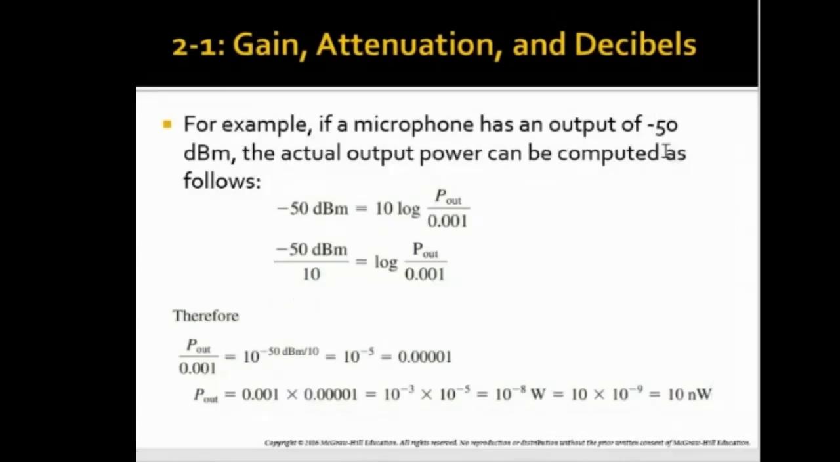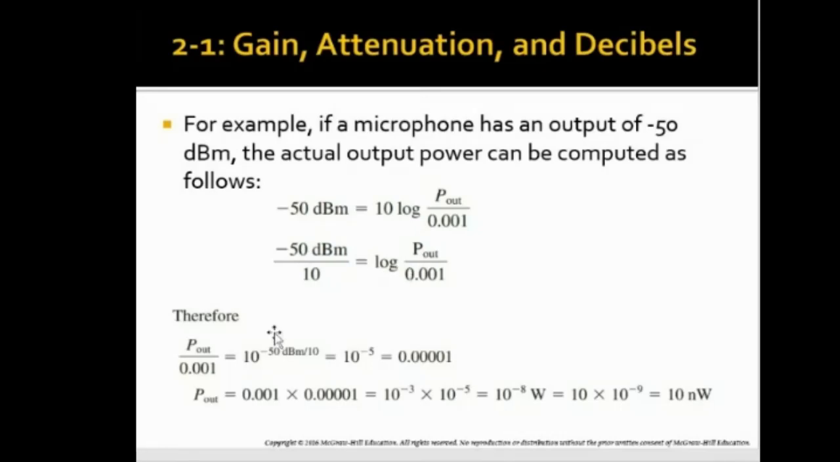I have one example here. If a microphone has an output of minus 50 dBm, the actual power, in watts or milliwatts, we can calculate as shown here. So minus 50 dBm equals 10 log P out over 0.001, representing milliwatt. We divide both sides by 10.